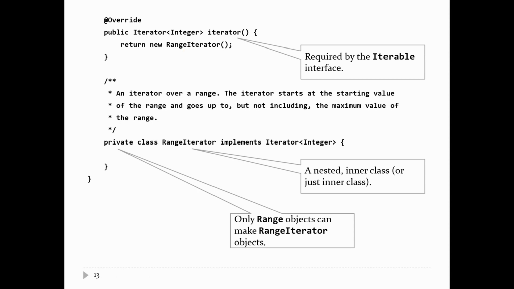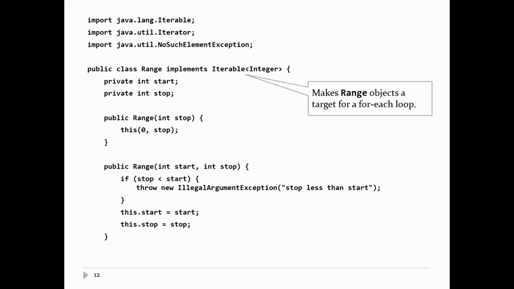Now the question is, where do I put this class? The answer is, you could put it inside of a separate class. So make your own range iterator class, and implement it like we would normally do. In this case, I'm going to place the range iterator class inside of the range class.